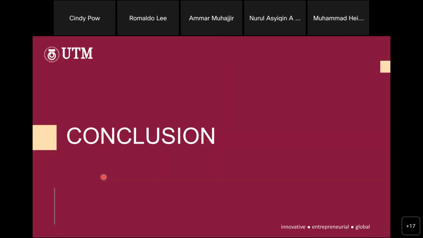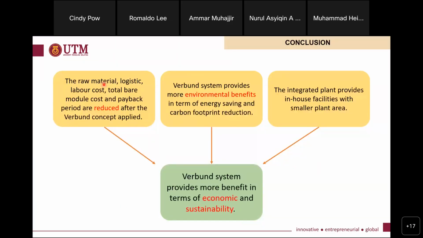In short, the raw material, logistic, labor cost, total bare module cost, and also the payback period are reduced after the Woven concept is applied. Besides, it also provides more environmental benefits in terms of energy saving and carbon footprint reduction.